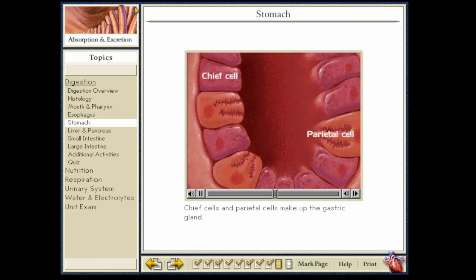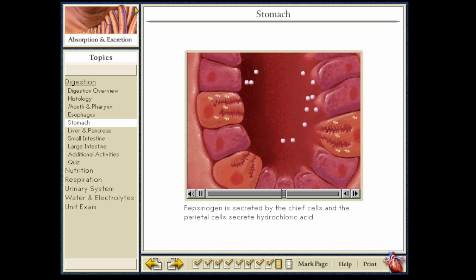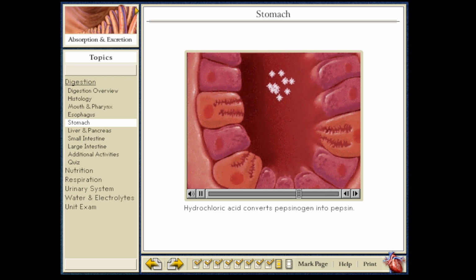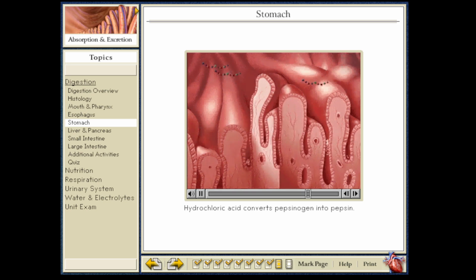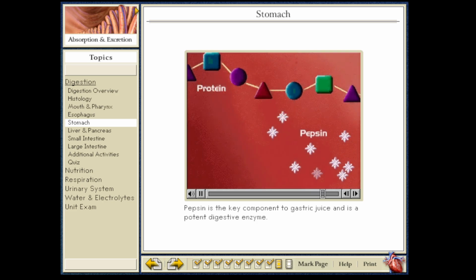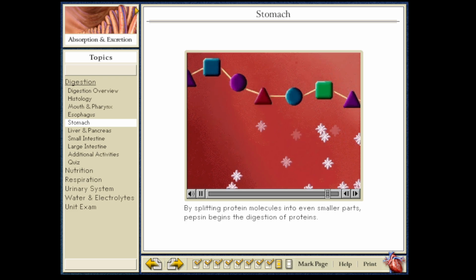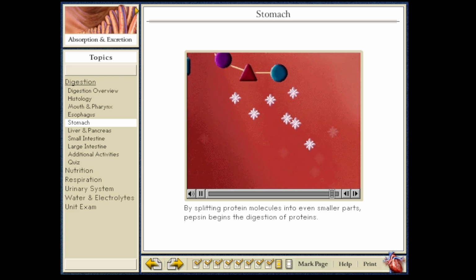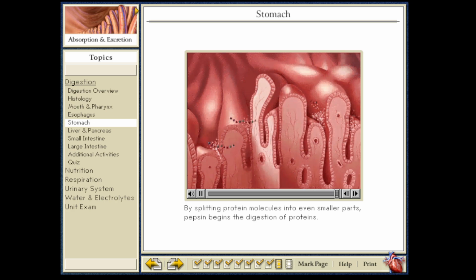Chief cells and parietal cells make up the gastric gland. Pepsinogen is secreted by the chief cells, and the parietal cells secrete hydrochloric acid. Hydrochloric acid converts pepsinogen into pepsin. Pepsin is the key component to gastric juice and is a potent digestive enzyme. By splitting protein molecules into even smaller parts, pepsin begins the digestion of proteins.